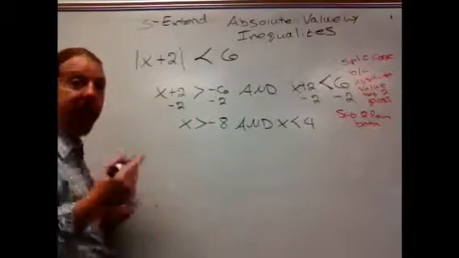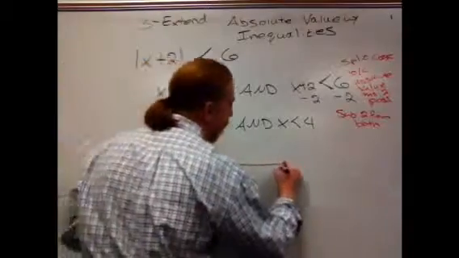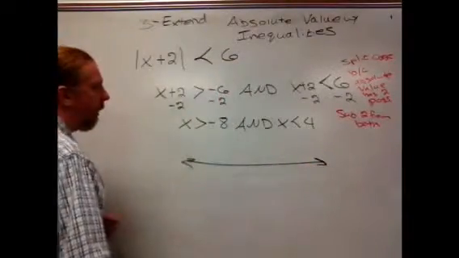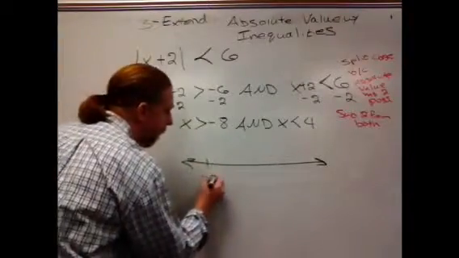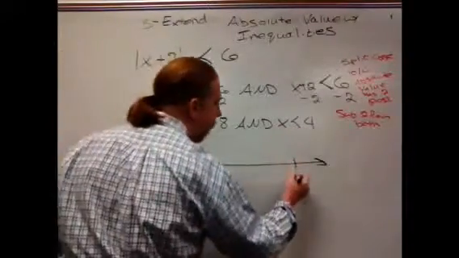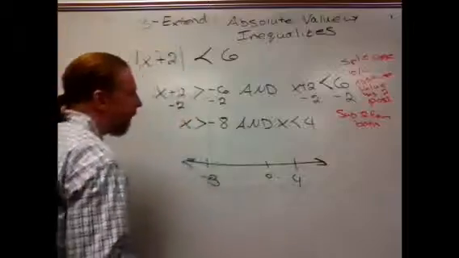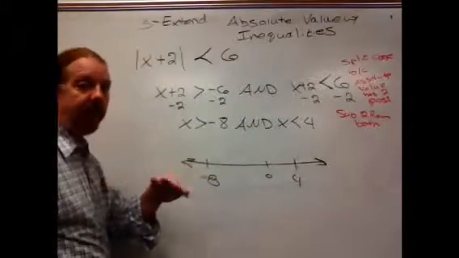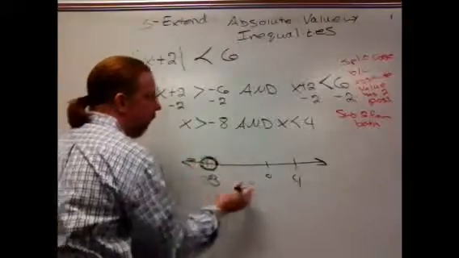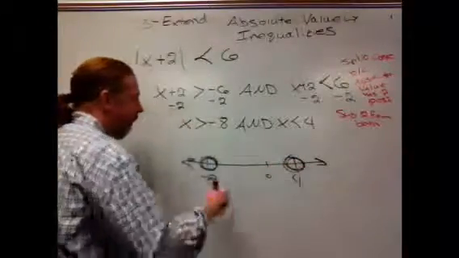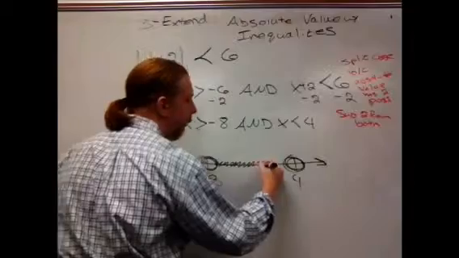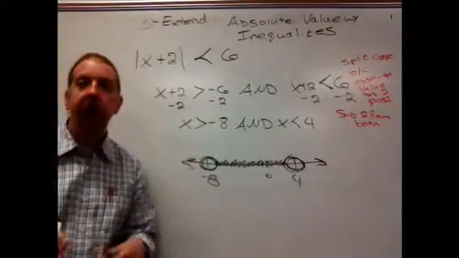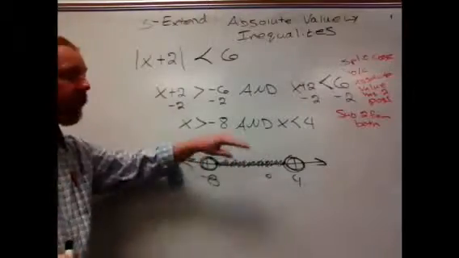Now I need to graph it. Let's see, -8, +4, there's 0. It's greater than, it's less than, it ain't equal to. So I put open circles on them, and then I fill her in. There's the graph of my solution.